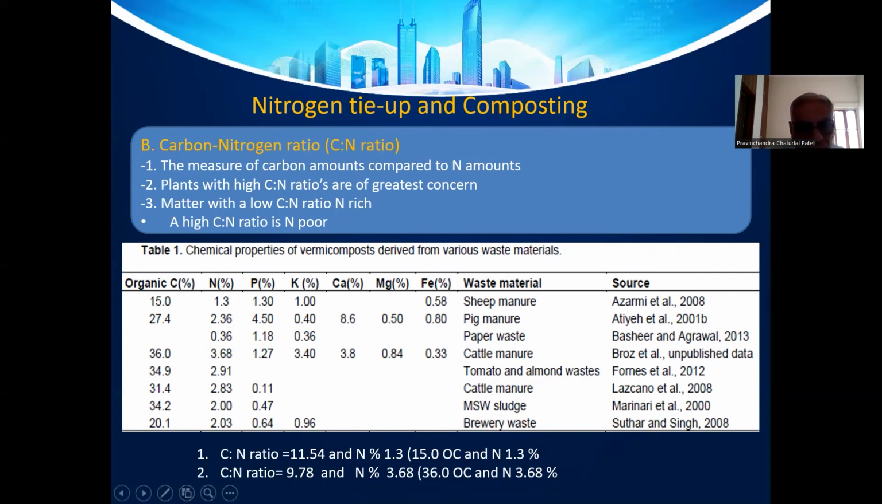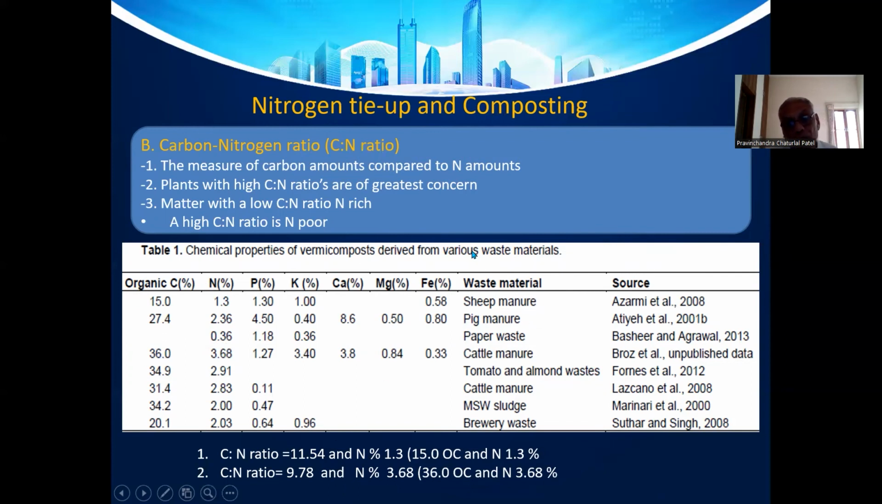Here I want to say that when the C:N ratio is narrow, it has higher nitrogen as compared to the wider C:N ratio. Here the C:N ratio is 11.54, then nitrogen is only 1.3%. But here the C:N ratio is 9.78, then nitrogen is 3.60. So the narrower the C:N ratio, the greater the nitrogen content.